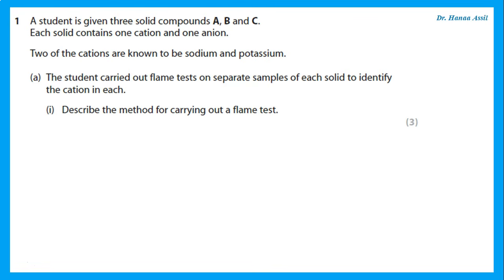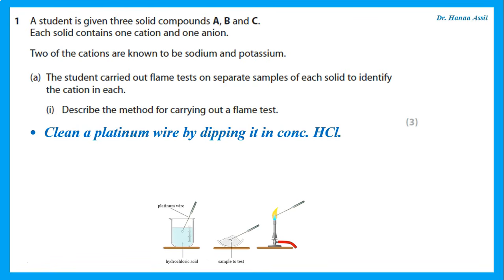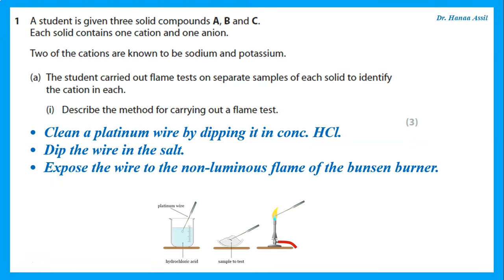How do we do a flame test? Remember, in order to do a flame test, we need a platinum wire. The first thing we do is clean a platinum wire by dipping it in concentrated hydrochloric acid. Dip the wire in the salt. Expose the wire to the non-luminous flame of the Bunsen burner. Remember, we said the non-luminous flame of the Bunsen burner, that is the hot flame of the Bunsen burner. Observe the emitted light. So this is how we do a flame test.